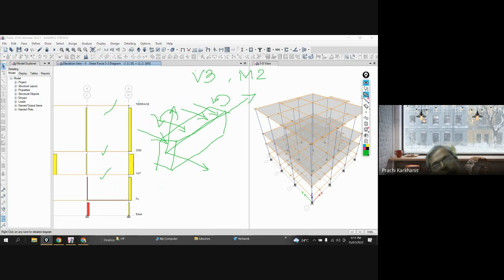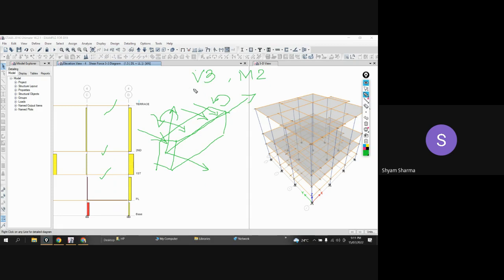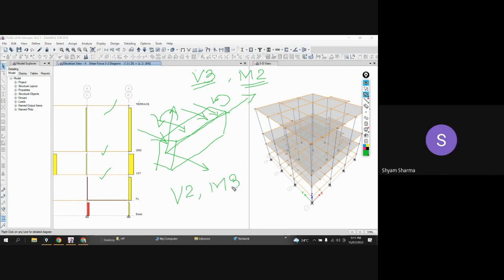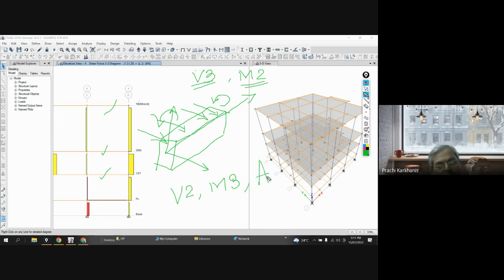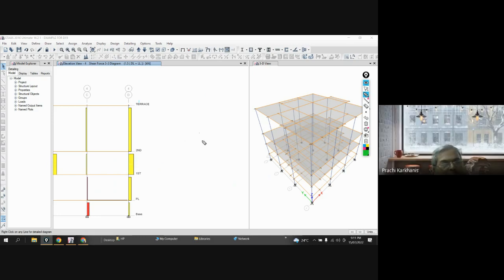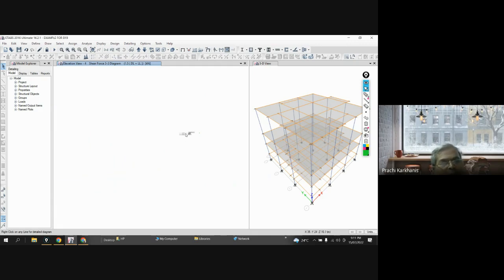right? Clear? So now at least you will not have this confusion about which one you want to see. Most of the time you will be checking for V2, M3, and axial force, right? These are the 3 things that we are interested in. Clear? Yes, sir.